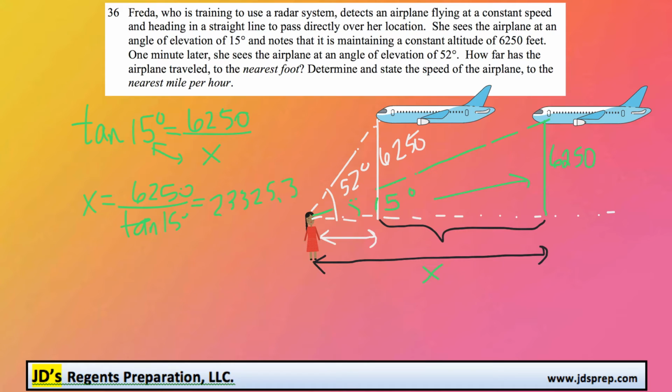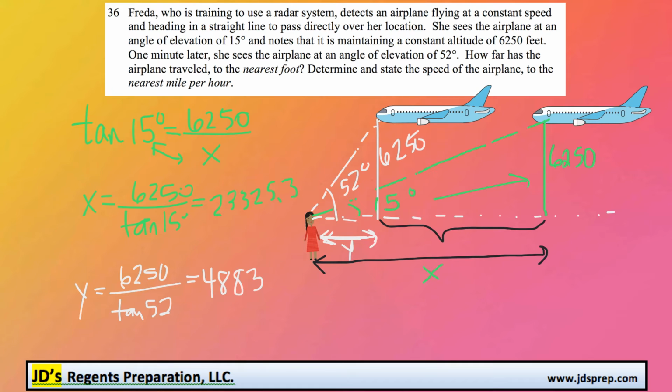Now we're going to use a similar strategy to find this distance of the white triangle, and we'll call that y instead. To find out y, we're going to be using the exact same numbers, except it'll be tan of 52 degrees. So we're going to do 6,250 divided by tan of 52, which is 4,883.